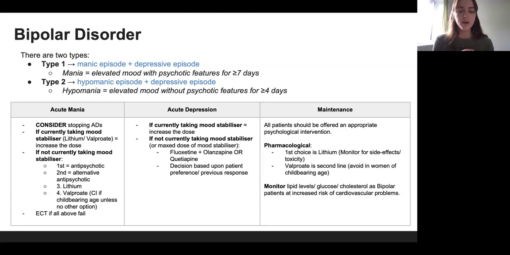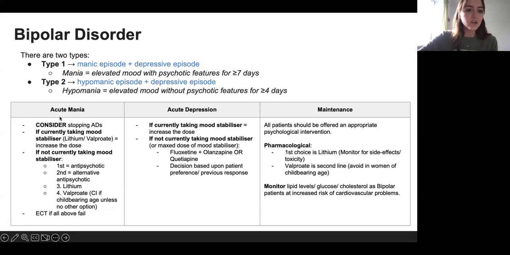Whereas for type 2, they still have the depressive episodes, but hypomanic episodes alongside that. So they'll still have the elevated mood, but you won't see those psychotic features. And there's also a lower day threshold, so it will be 4 or more days.